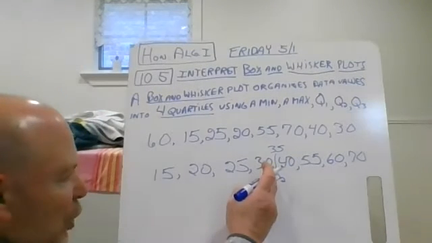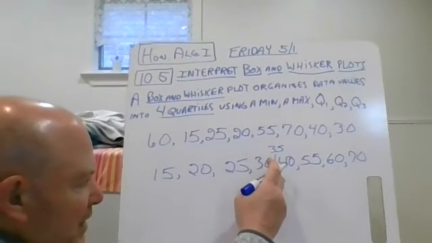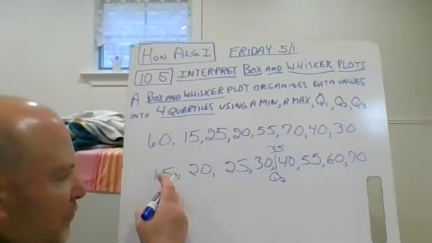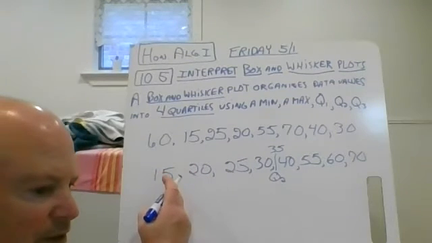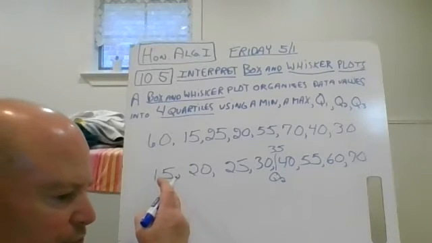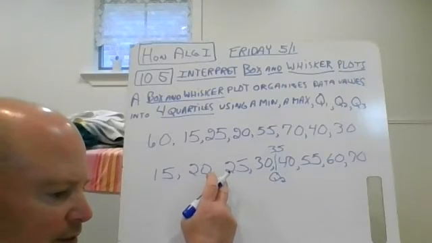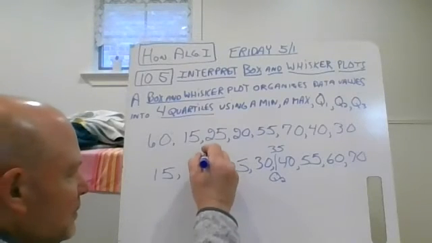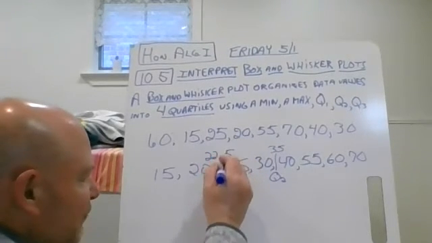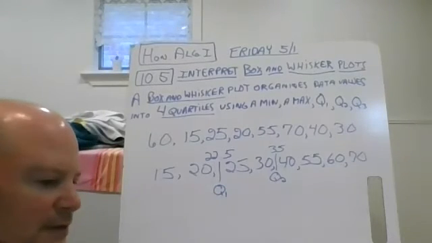And now the lower half, you don't ever include the median value. You take everything to the left. There are 4 values to the left. And so we want the median of those 4 values. So now you're taking second and third, right? And what do you get? 22.5. And that's Q sub 1.